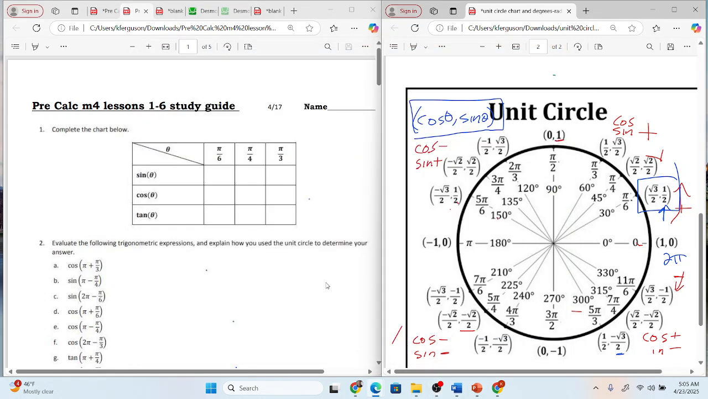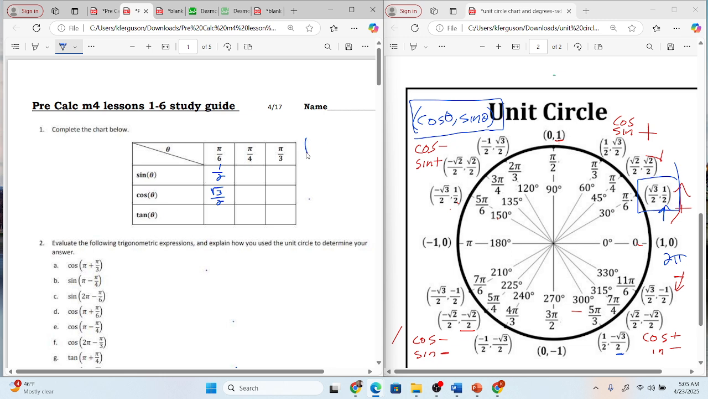Okay, let's just jump right in. What do we got? Well, we got a unit circle, we got a chart. Just real quick, I'm going to go through one of these. So pi over 6 is 30 degrees. Sine of 30 degrees is 1/2. Cosine of 30 degrees is the square root of 3 over 2.